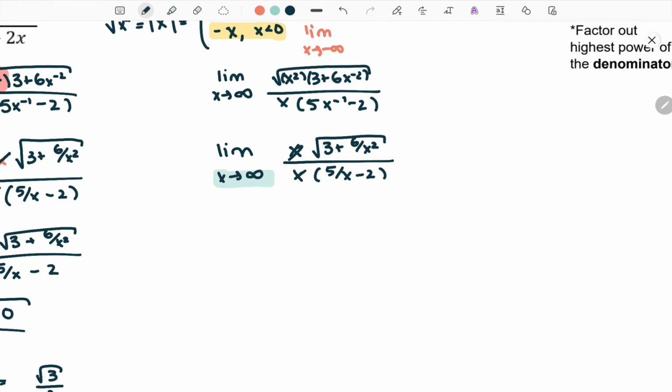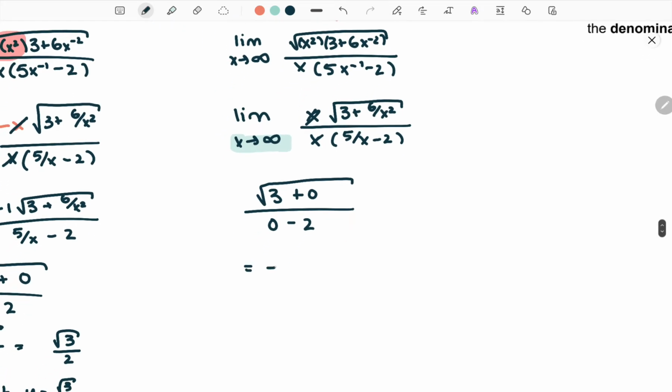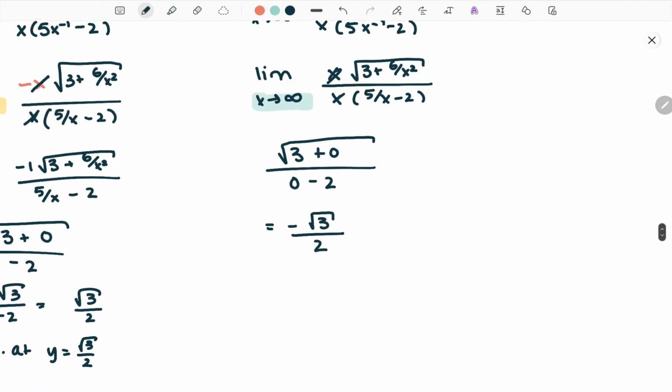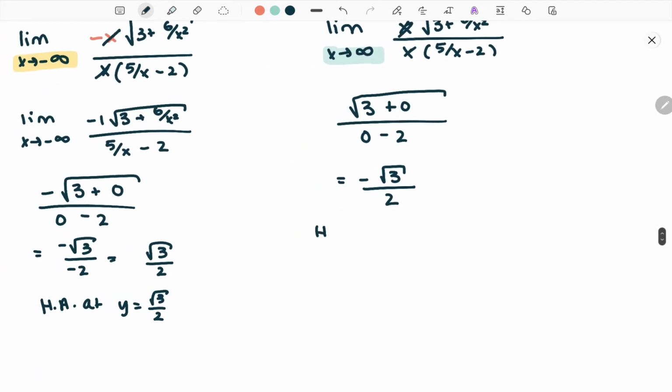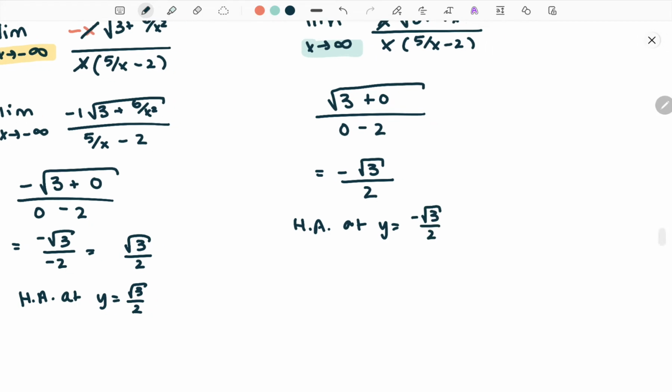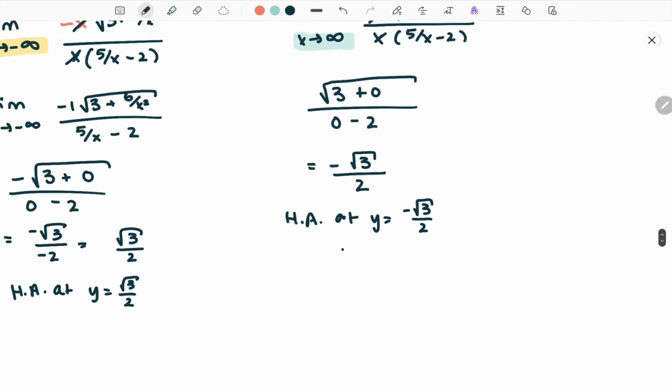So same thing, the limit of root 3 goes to root 3. The limit of 6 over x squared goes to 0. The limit of 5 over x goes to 0. Negative 2 goes to negative 2. And so now I have that negative still on the bottom, the positive root 3 on top. And so this thing tells me that this graph actually has two horizontal asymptotes. I have a horizontal asymptote at negative root 3 over 2 on the right side. I have a horizontal asymptote at positive root 3 over 2 on the left side.